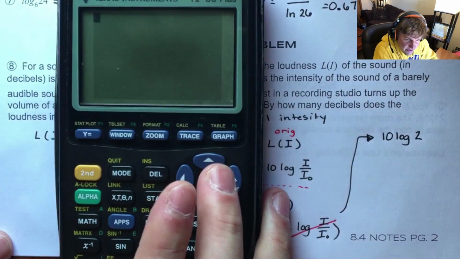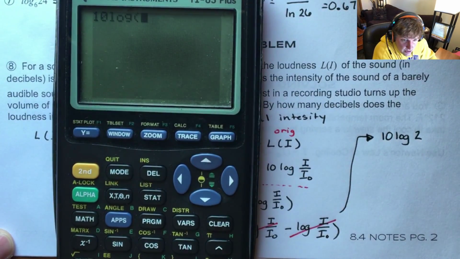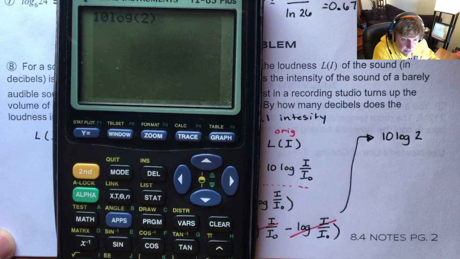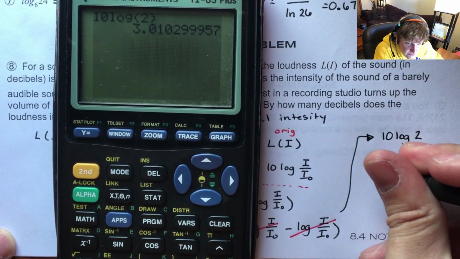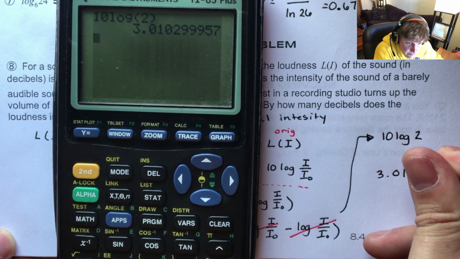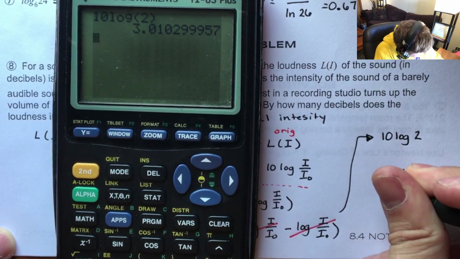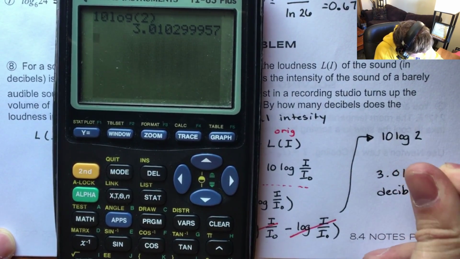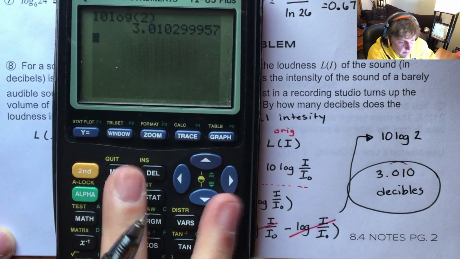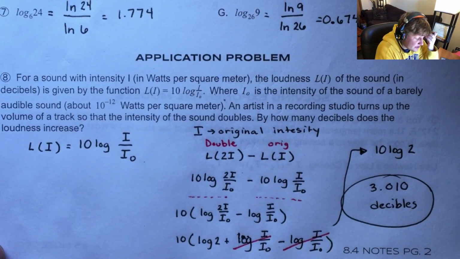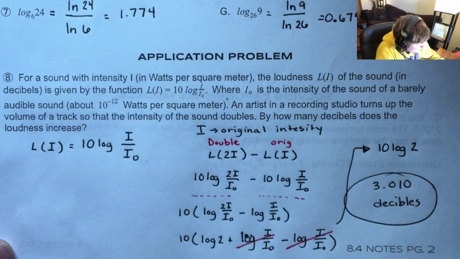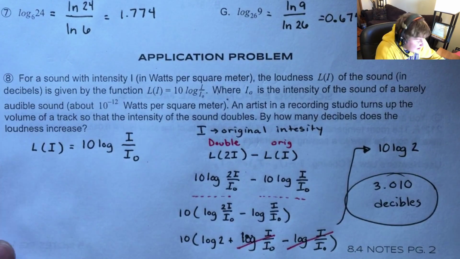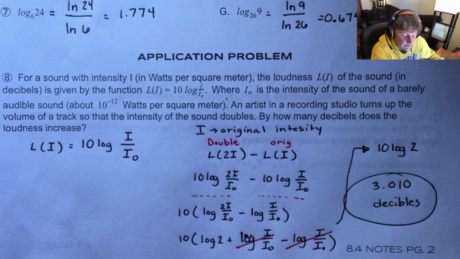All we can do is take our calculator and go 10 times log base 10 of 2, and it's about 3.010 decibels. About 3 decibels is by how much this particular volume increased in the recording studio. And again, this is used to model a whole bunch of different information.